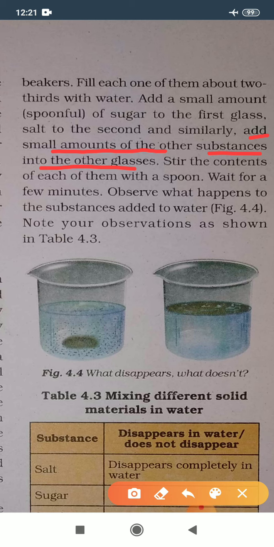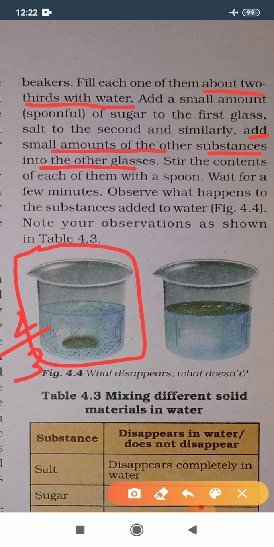Now what you have to do is collect some samples of solid substances like sugar, salt, chalk powder, and sand, or you can take sawdust. Now you need to take 5 glasses or 5 beakers. Fill each one of them about 2/3 with water. You can observe in this diagram the beaker is filled with 2/3 of water. Add a small amount of sugar to the first glass.